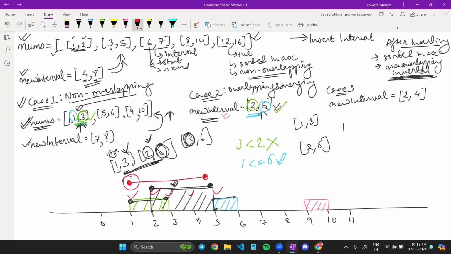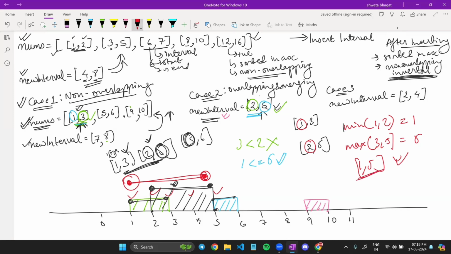So how are we getting this 1? We are getting this 1 by finding the minimum of this 1 and 2. So the minimum of 1, 2 is 1, correct? And how are we finding this end of the interval? We are finding the end of the interval by finding the max of 3, 5, correct? So what is the max of 3, 5? It's 5. So our new interval would be 1, 5, correct? And why are we doing this? We are doing this because we want to cover all the elements in between both the intervals. Fine. So now we have merged these two intervals.